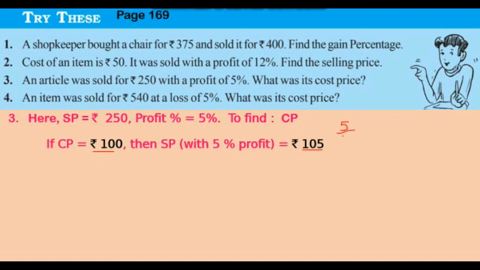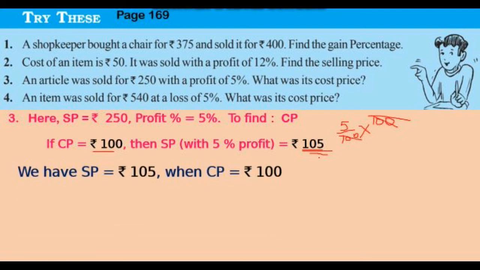5% of CP, so 5% of CP, what will it be? 100 gets cancelled and we are left with 5. So 5 plus CP, that is 100. So what will be the SP? 105. I hope you have understood why I have taken this. Now putting the actual cost, I am reversing the situation now. I have assumed rupees 100 as the CP, so I get SP as 105. Now I am writing it in reverse way. SP is 105, so CP was 100.